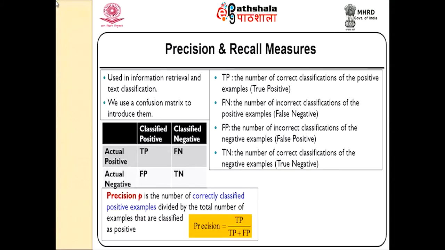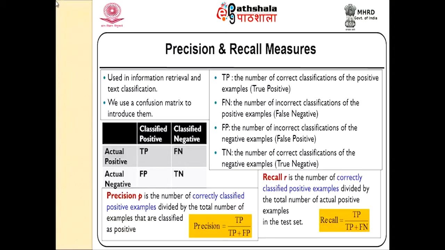Now, precision P is the number of correctly classified positive samples divided by the total number of examples that are classified as positive. So, it is TP divided by the total number of positive classifications, which is TP plus FP. That is the definition of precision. And recall R is the number of correctly classified positive examples TP divided by the total number of actual positive examples in the test set, which is nothing but TP plus FN. So, these are 2 measures, precision and recall, in terms of classification.